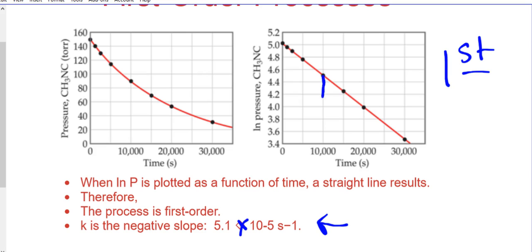Slope, once again, you just find two points, and you find the rise and the run. Who's with me so far? It's a little weird, but it's doable.